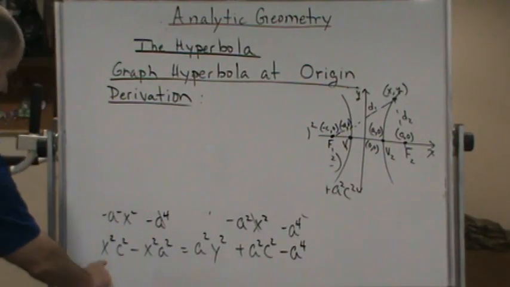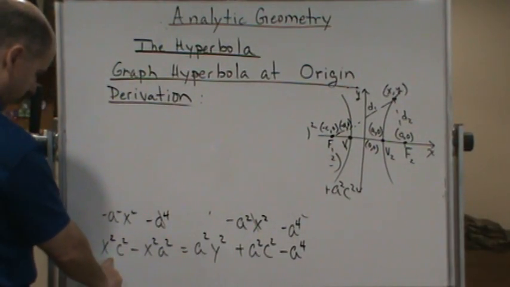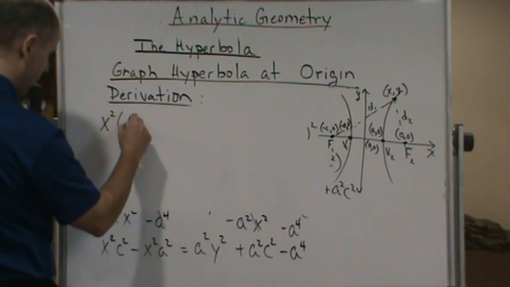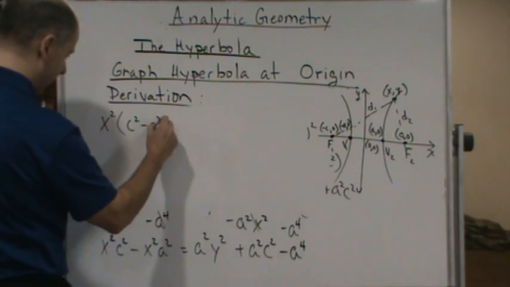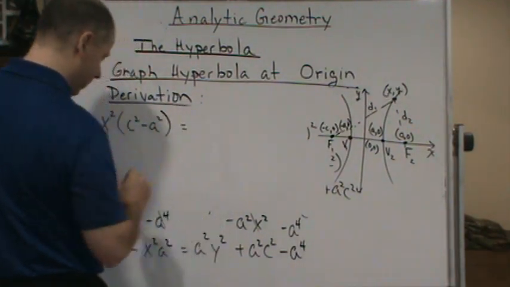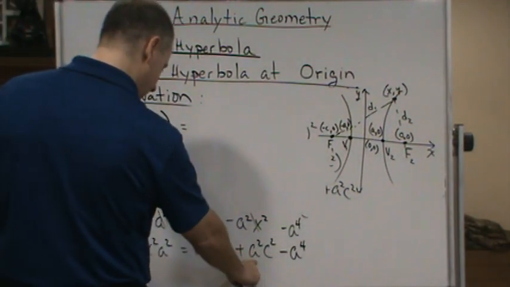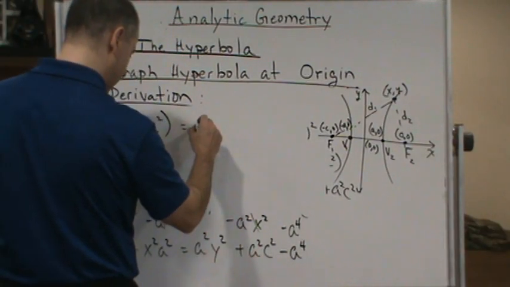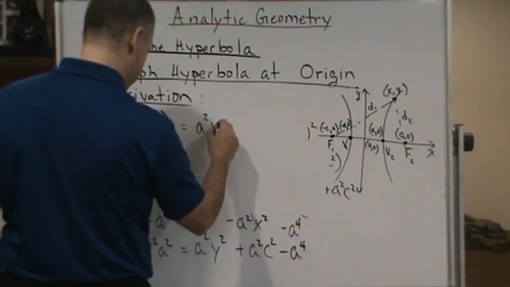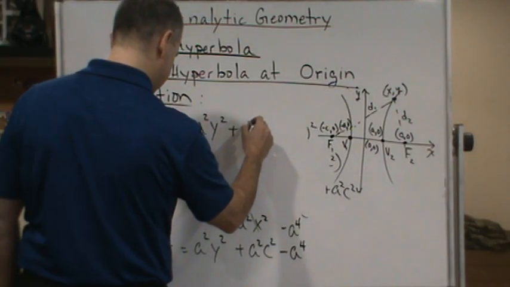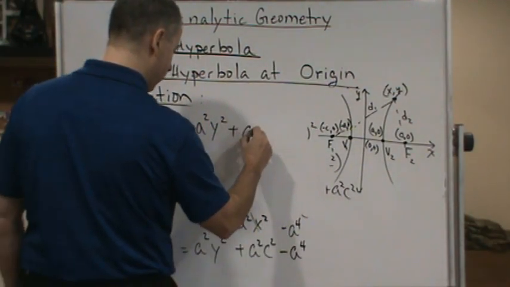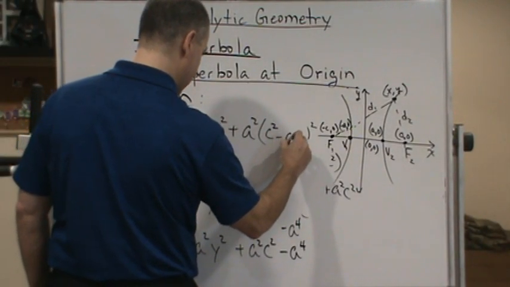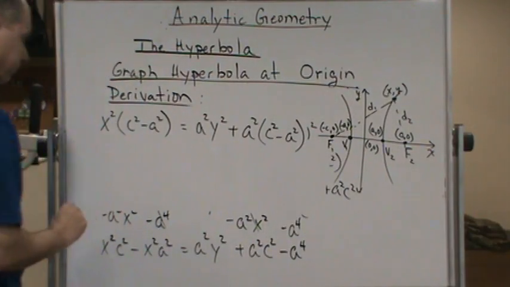And then what's going to happen is I can factor out the x squared here, so this will give me x squared times (c squared minus a squared) equals, and then I've got an a squared that I can factor out here, right? So the a to the fourth, so that'll give me a squared y squared plus, and then I can factor out an a squared, and that'll give me (c squared minus a squared) here.